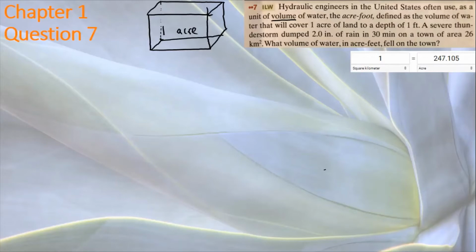So now that we know what an acre-foot refers to, we also need to know how to convert the unit of area that we're given, which is 26 kilometers squared. We have to be able to put that into terms of acres. So here we have the conversion to relate square kilometers and acres. 1 square kilometer is equal to 247 acres, and we're going to use that to convert our 26 kilometers squared into acres.